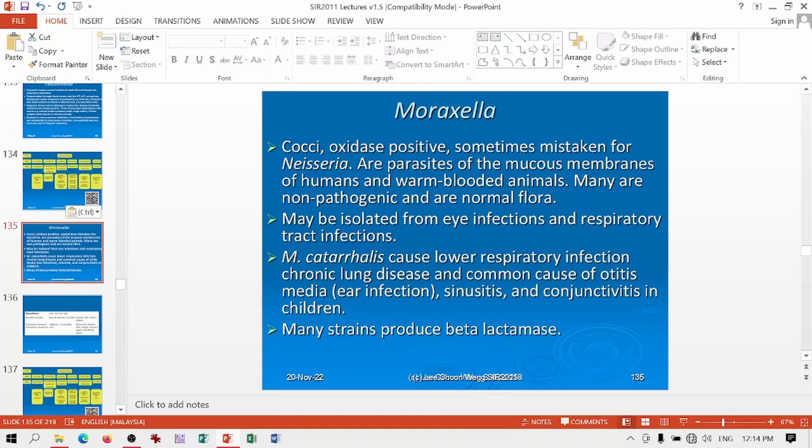Moraxella catarrhalis causes lower respiratory infection, chronic lung disease, and is a common cause of otitis media, ear infection, sinusitis, and conjunctivitis in children.